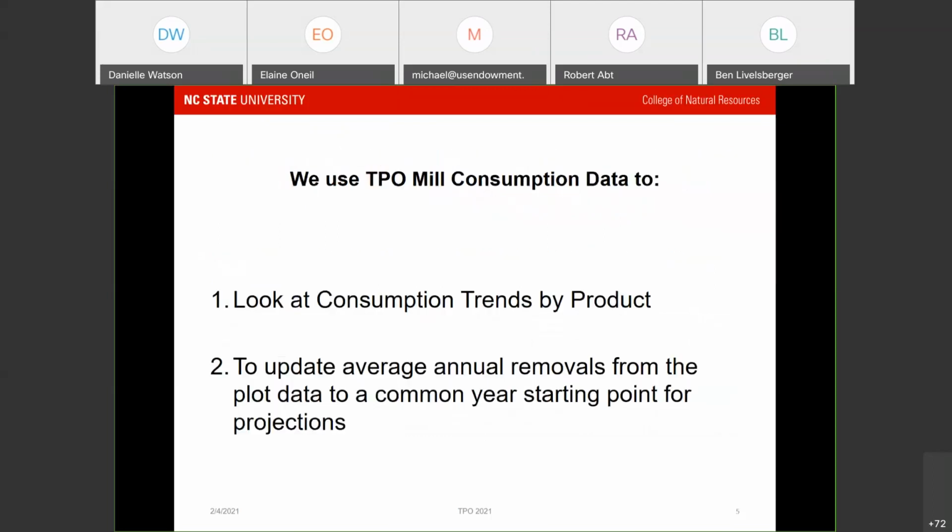What we do with TPO is two main things: looking at consumption trends by product and regional variation in that, and then we also update the annual average removals to a fixed year, as I described.